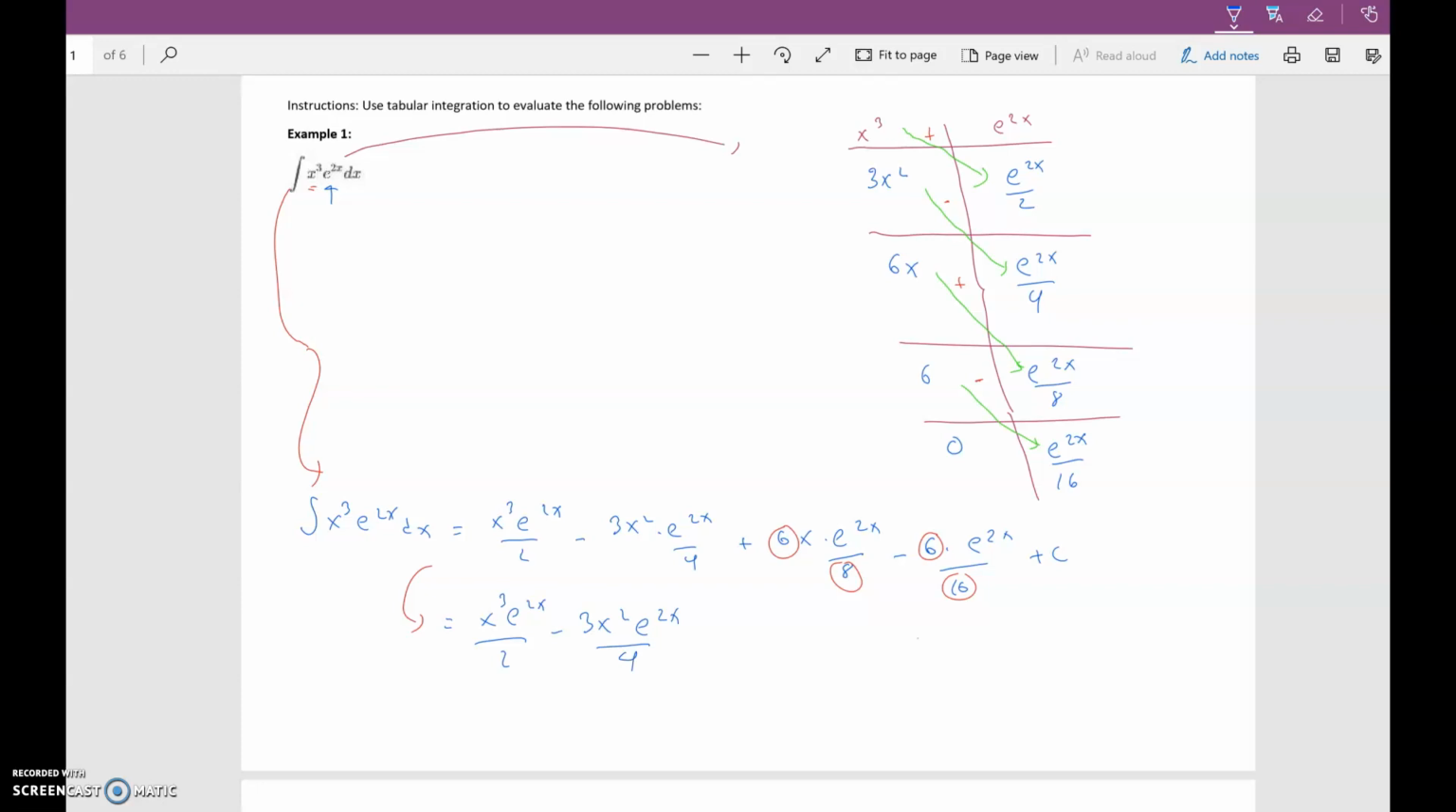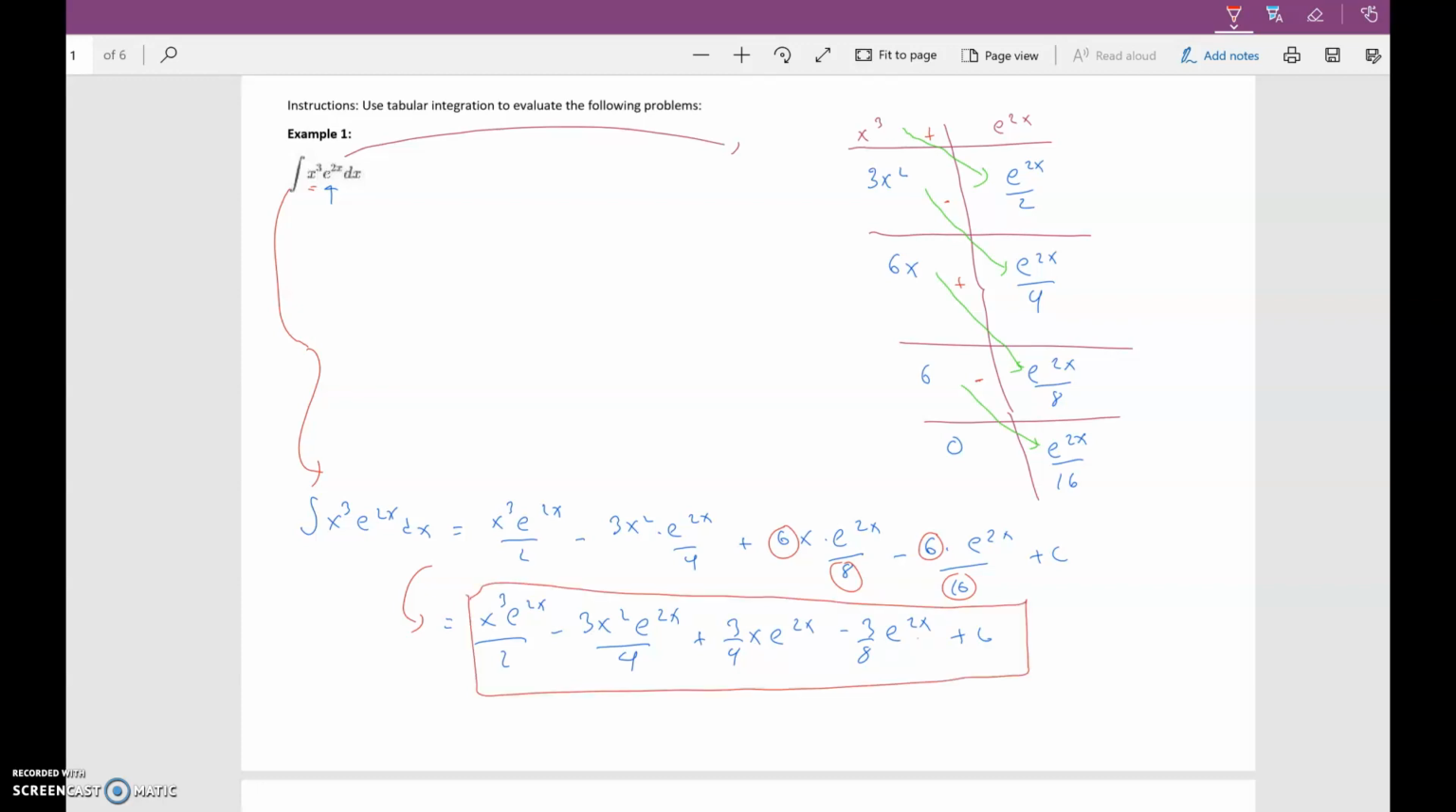You can actually reduce the 6 and the 8 by 2. So you're going to get plus 3/4 of x e to the 2x. And then the 6 and the 16, we can divide by 2 as well. So you're going to get minus 3/8 e to the 2x plus the constant of integration. That's going to be our final answer for this particular problem.